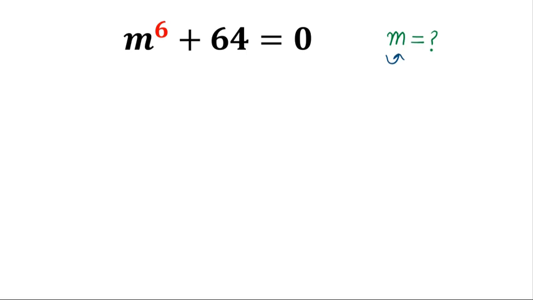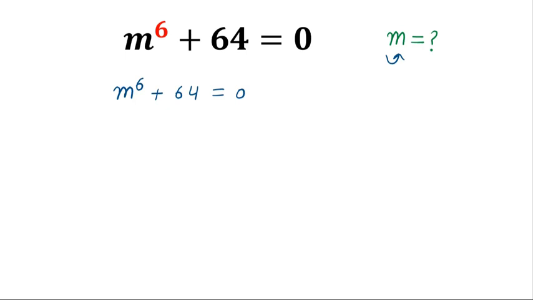Now let's start the solution of this question. Look carefully at the left hand side. In the left hand side we have a polynomial of degree 6. It means here 6 solutions exist. Now m power 6 plus 64 is equal to 0.